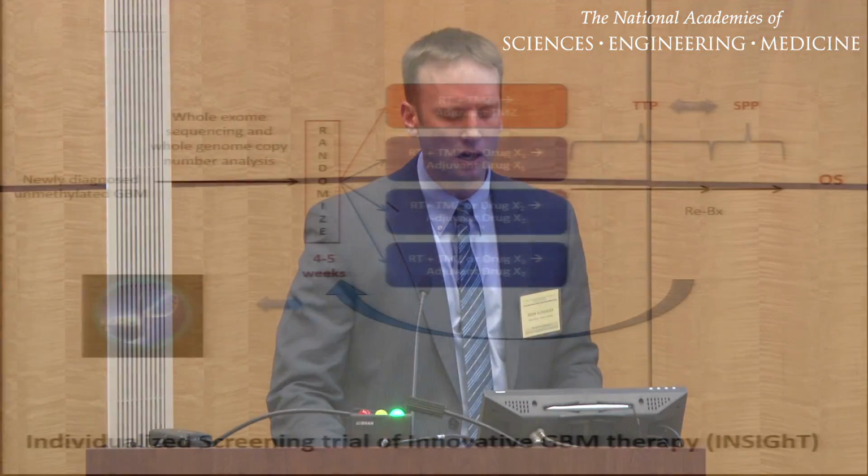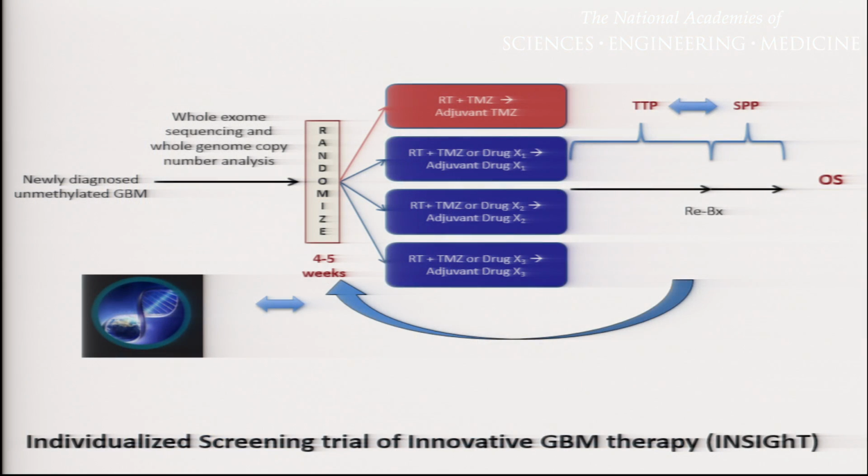This is the trial that we put together, which is called Insight. It takes newly diagnosed GBM patients and does sequencing and copy number analysis, and then has an adaptive randomization procedure, which I'll talk a little bit about. But importantly, its endpoint is overall survival, and I'll talk later about how time to progression and survival post-progression modeling factors into some of the randomization, but is not really used in the analysis of the trial.